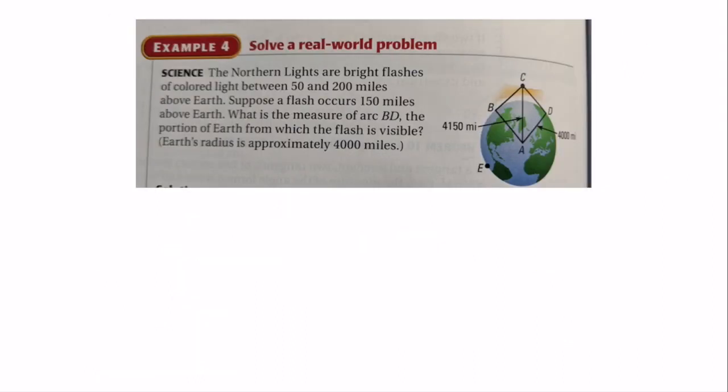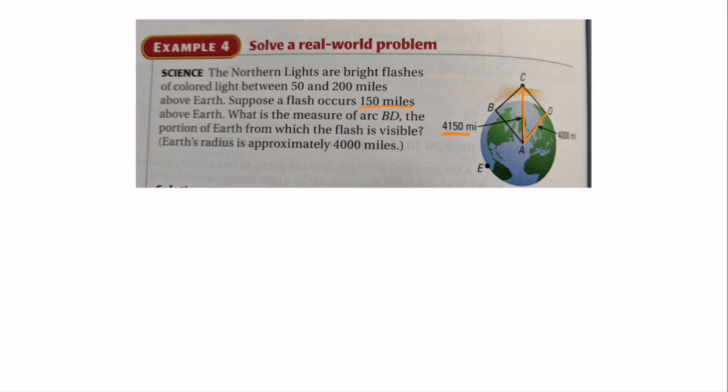It's a little bit tricky, but we're going to use that idea again in the next problem, and we're going to see how we can actually apply this to figuring out more interesting things, and why do we need to know this? So the northern lights are bright flashes of colored light between 50 and 200 miles above Earth. Suppose a flash occurs 150 miles above Earth, and that's why this line is 4,150, where the radius is 4,000, because they're adding that 150 right here, because the light is 150 miles above Earth when it flashes.